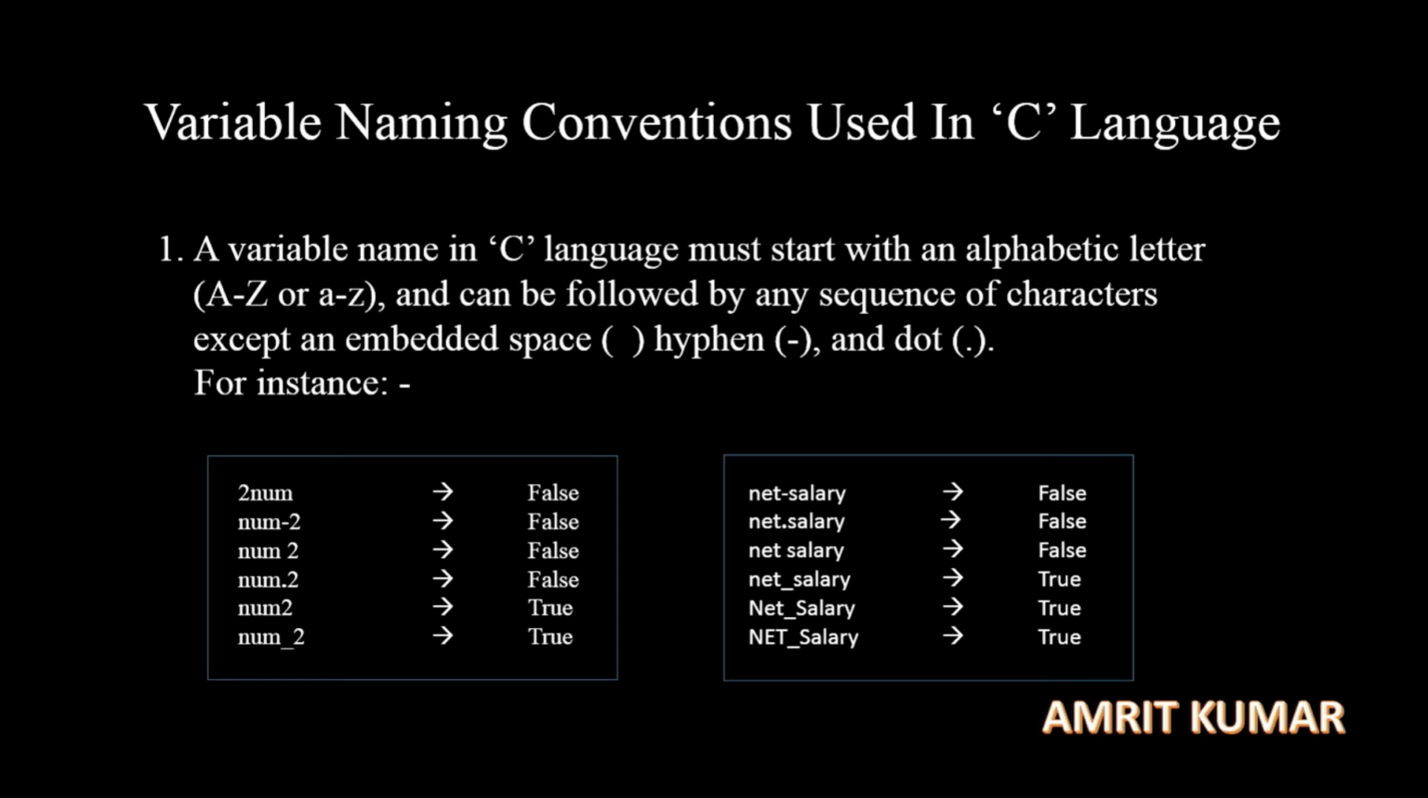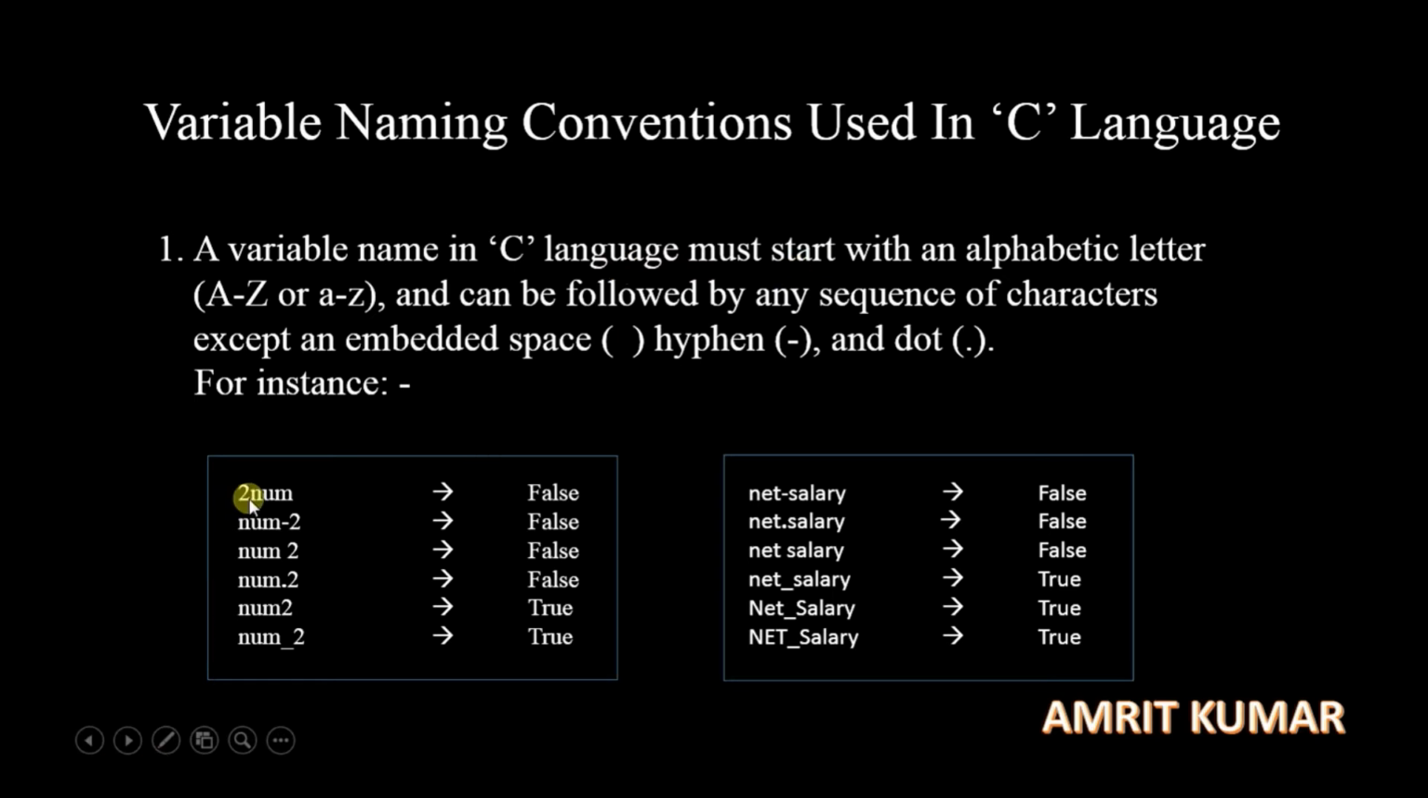So what we have studied here is that a variable name in C language must start with an alphabetical letter. Okay, so the alphabetical letter can be capital A to Z or small a to z, and can be followed by any sequence of characters. So we have studied here that it must start with an alphabet and be followed by any sequence of characters except space, hyphen and dot. So let's look at an example of it. Here you are seeing 2num. Now this does not start with an alphabet character. We have studied that the variable name must start with an alphabet.